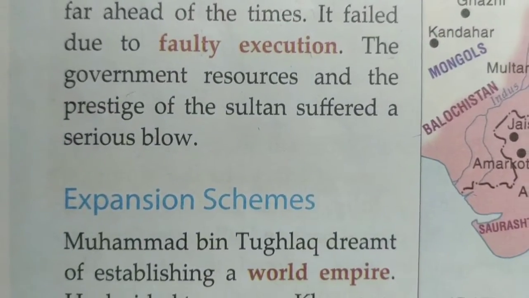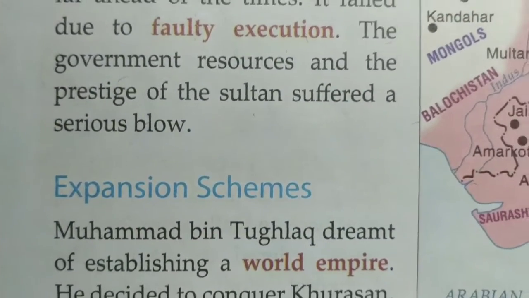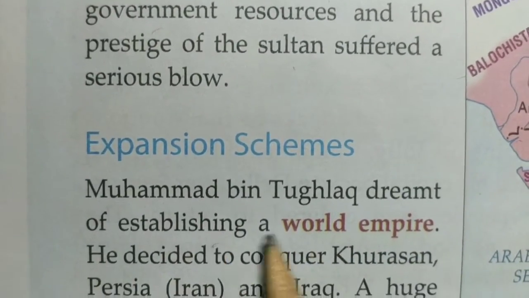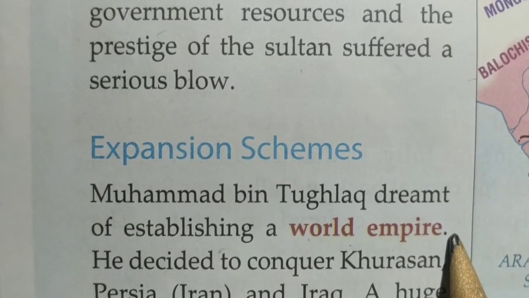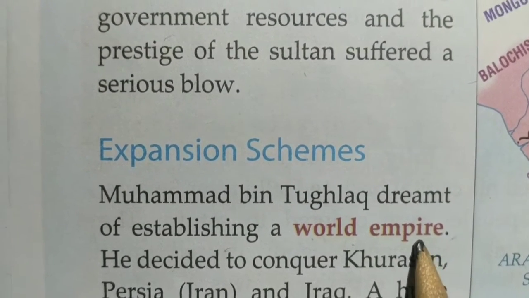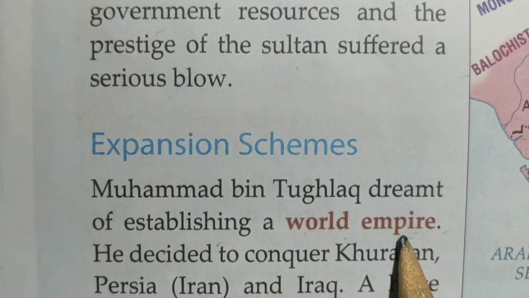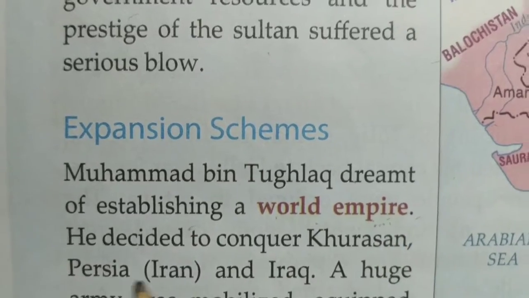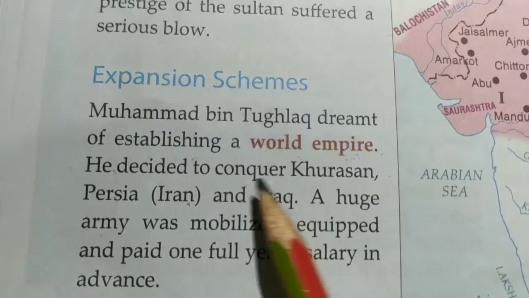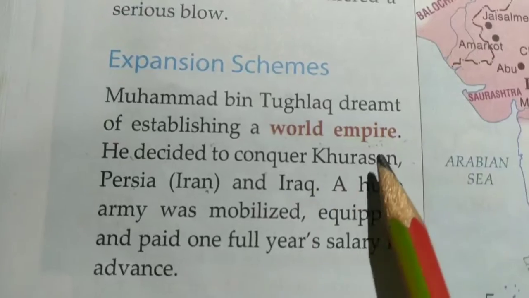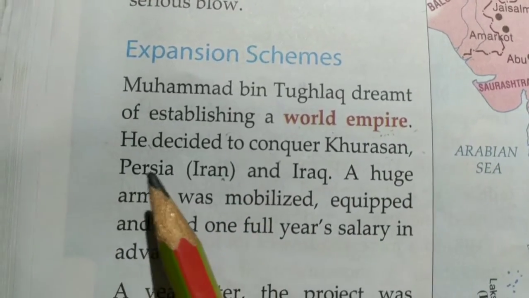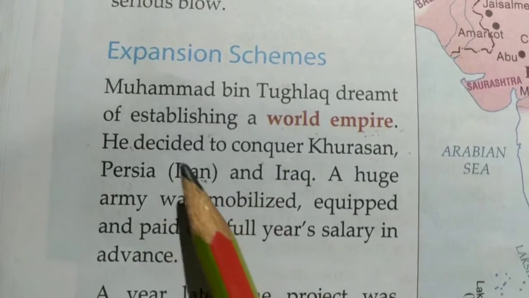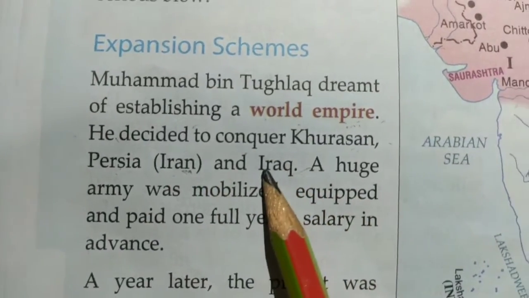Expansion schemes. Next is the expansion scheme. That means what? Muhammad bin Tughlaq dreamt of establishing a world empire. Right? He wanted to rule over the whole world. That is why he wanted to make his army huge. Now, he decided to conquer Khorasan. And where is this Khorasan? It is in Persia. And the new name of Persia is what? Iran. Okay. So he wanted to conquer Iran and Iraq.